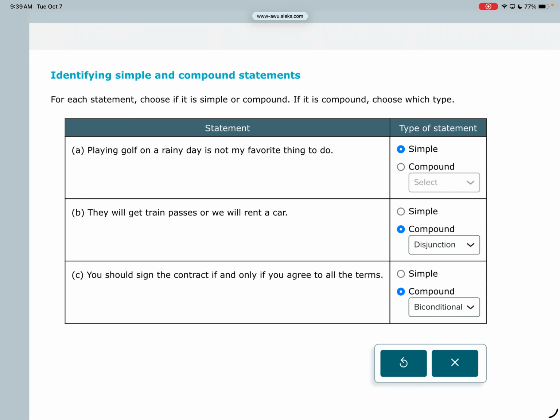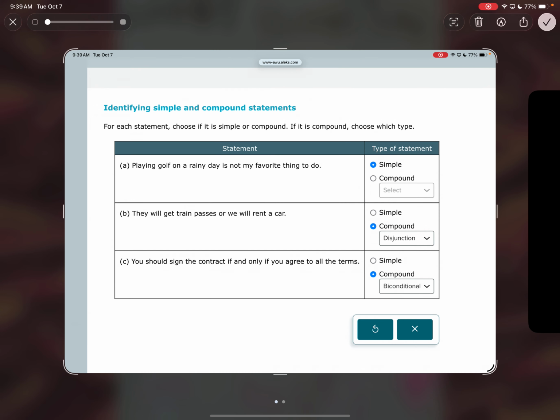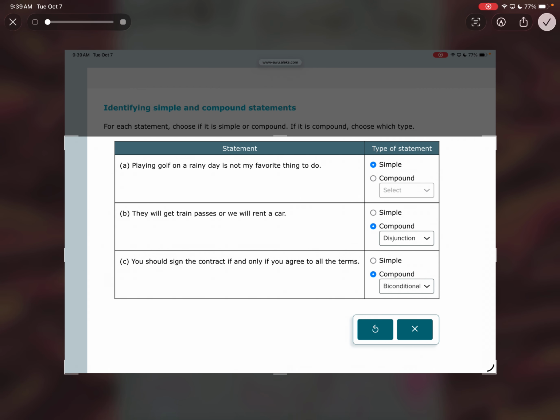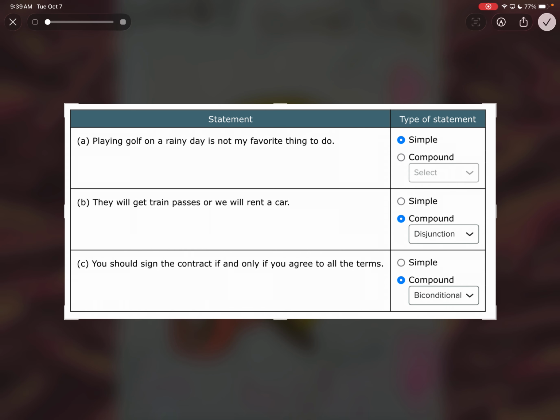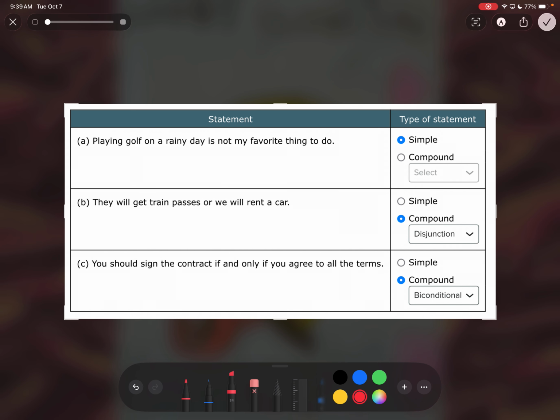If they get on, B. They will get train passes or we will rent a car. So you have two completely different statements there, right? The train pass can be proven true or false. The rent a car can be true or false. So that is compound. And that word or right there is going to make it disjunction, okay? So once you choose it as compound, you will have to choose what type of compound statement it is. So that will tell you your answer. So here the word or makes it disjunction.